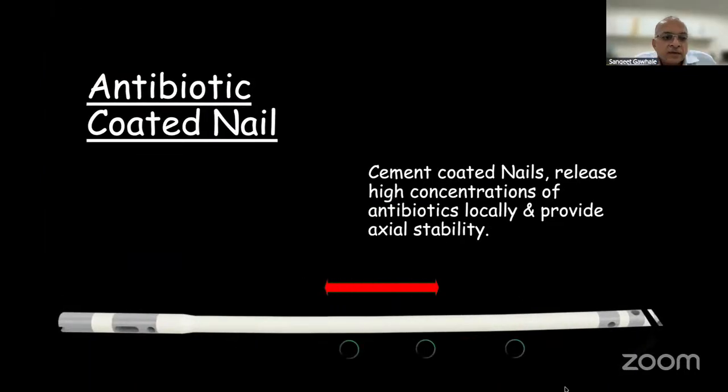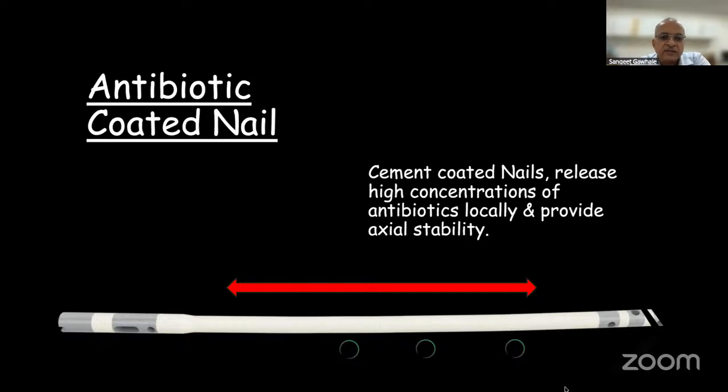Okay. Now, the first part was how to handle the infection, acute infections, and what is the emergency management required till debridement and all that. Once the infection is established, now what is the role of antibiotic coated nail?